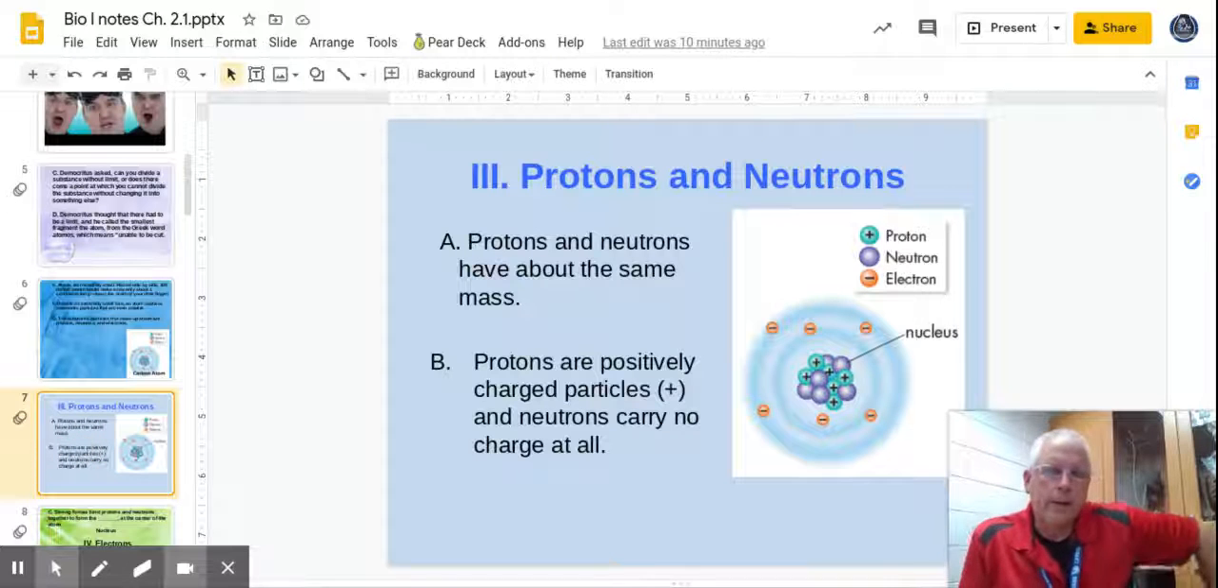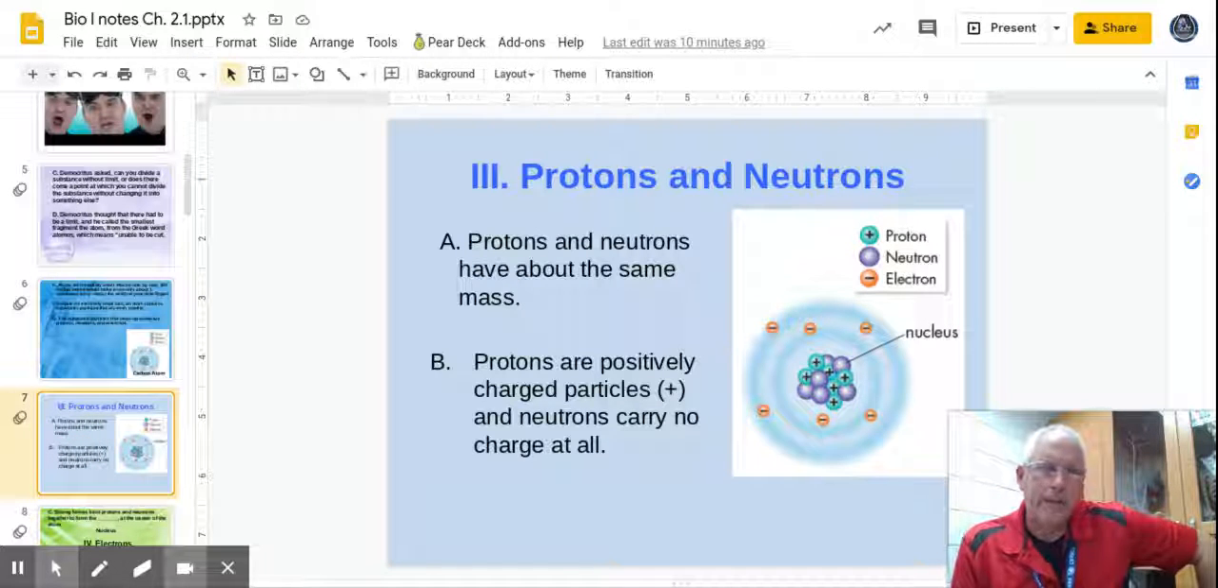Hopefully this is coming back to you. It's basic junior high science stuff. Understand on the screen it says protons and neutrons have about the same mass. They're not exact.